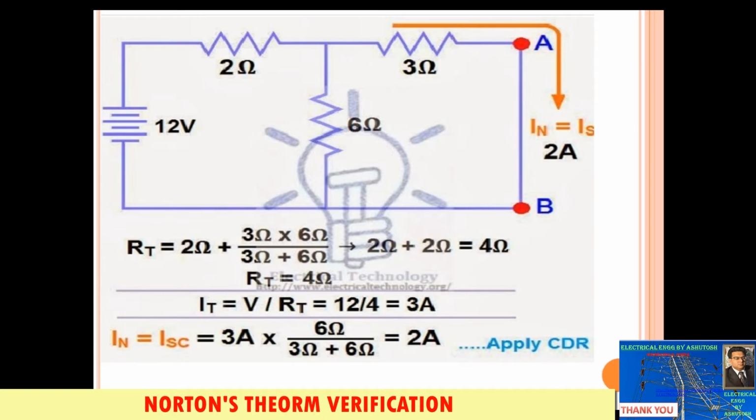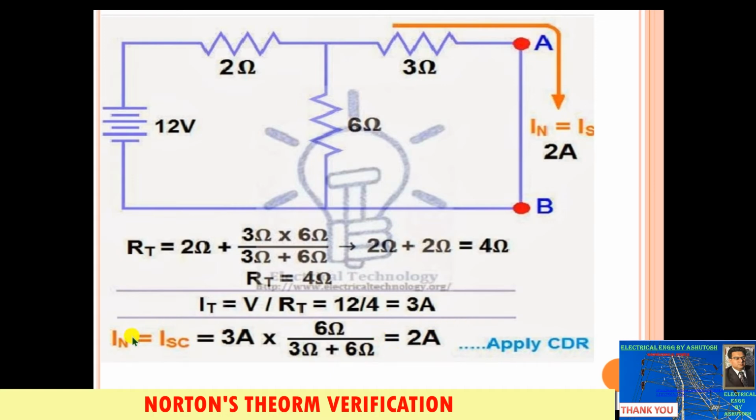So we have used here the current division method. Total current, what is the formula for that? We have to find out the current in this 3 ohm branch. So total current 3 ampere into the resistance in front of this branch, which is 6 ohm. So 6 will come first. 6 divided by 3 plus 6 equals 2 ampere.